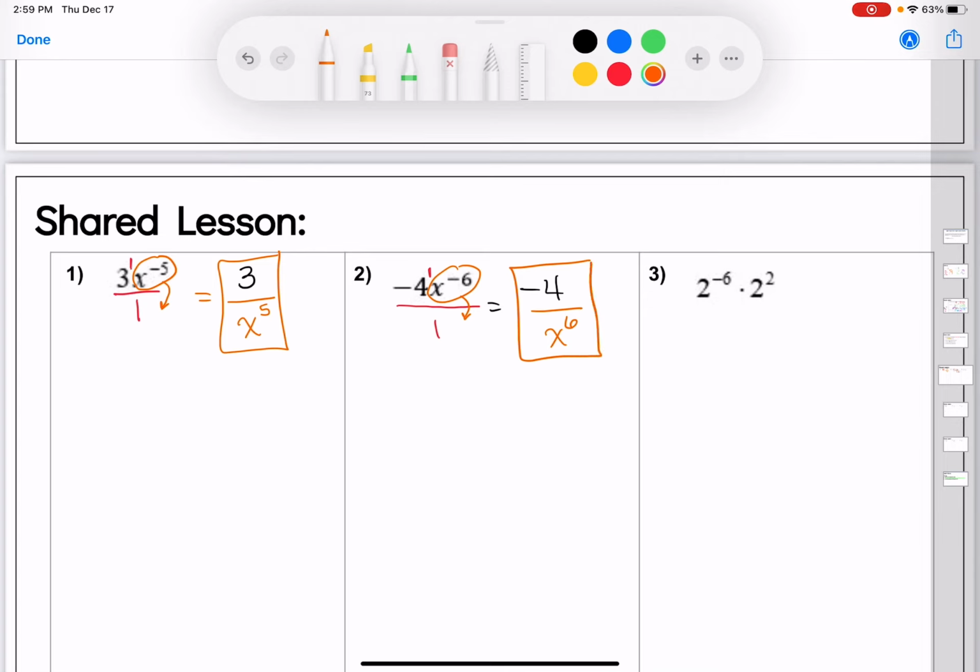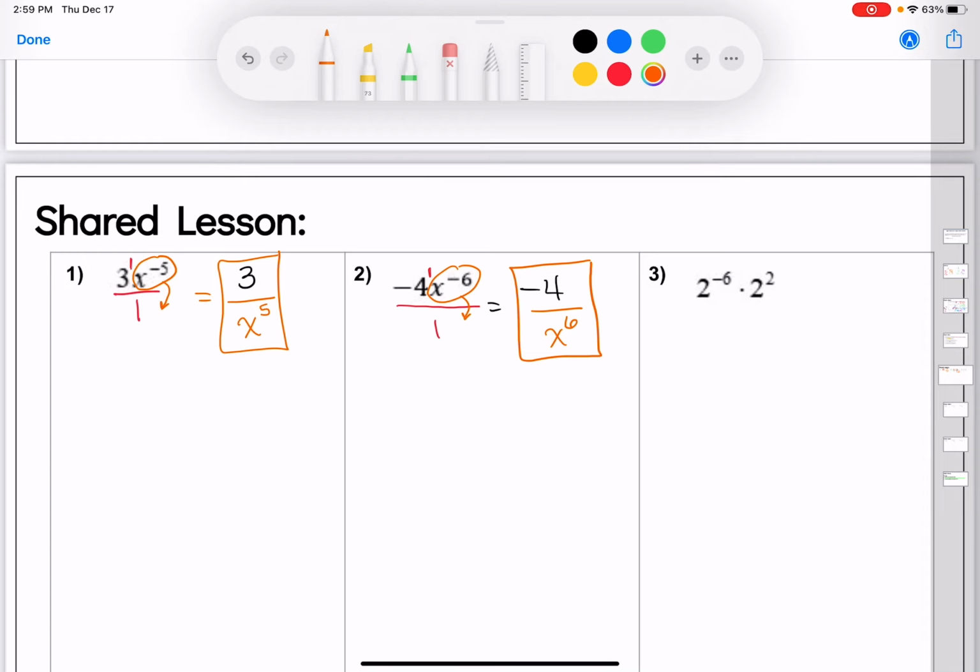Again, negative 4 is a base. It's a coefficient. It's not an exponent. Negative numbers don't move. Only negative exponents move. All right, number 3 is an interesting one. 2 to the negative 6th times 2 to the 2nd. There are 2 different ways to do this problem. Pause your video and see if you can come up with one of the 2 ways.